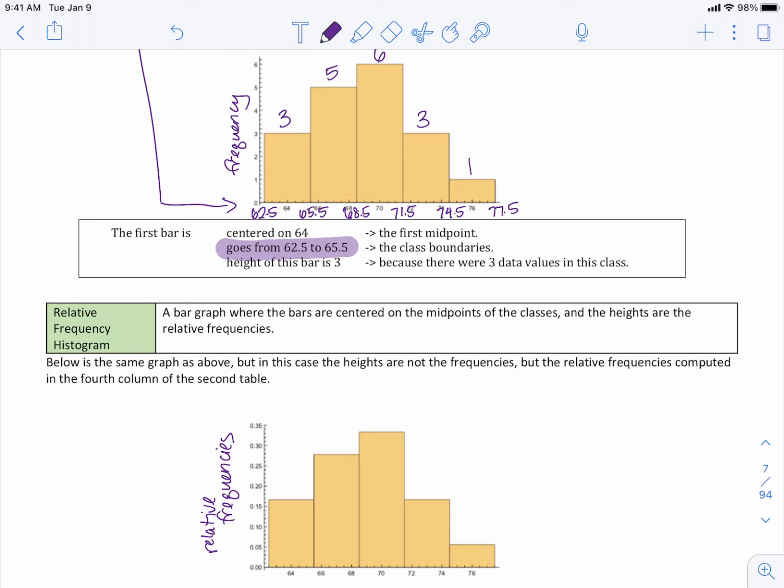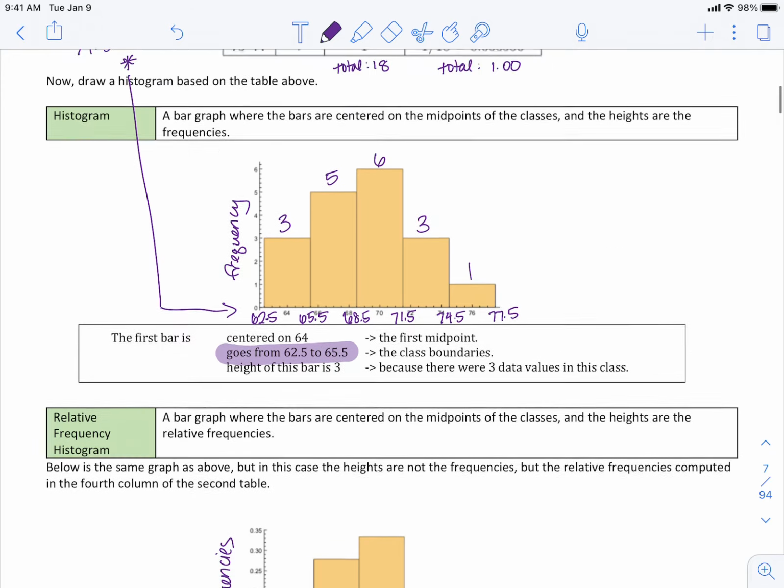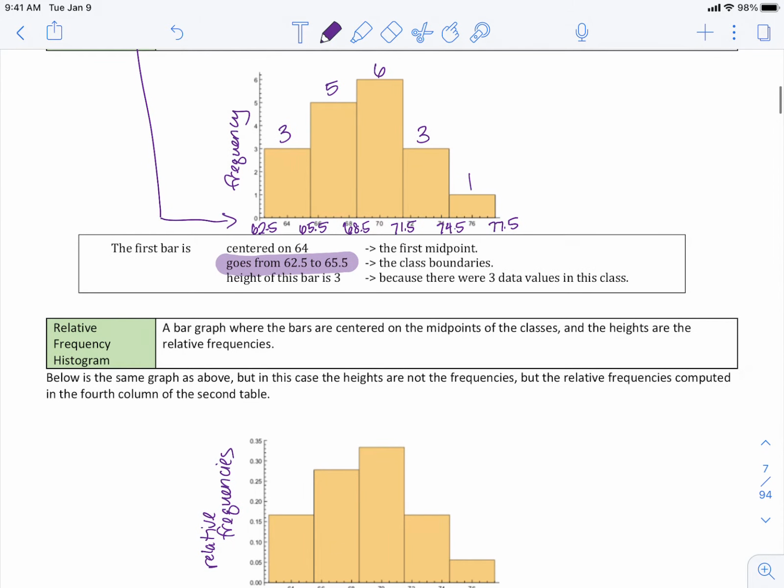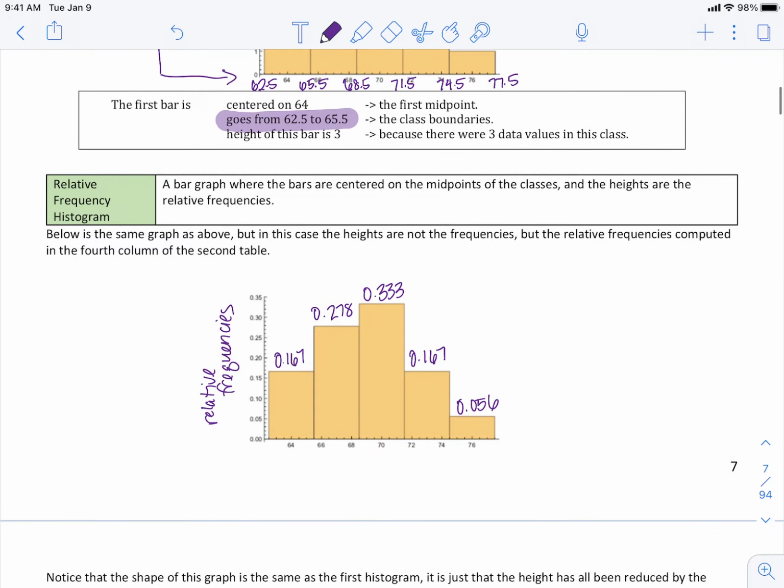So if I'm looking at my table, the first one we see is 0.167. Then we have 0.278, 0.333, 0.167, and 0.056. Notice the shape is the same.